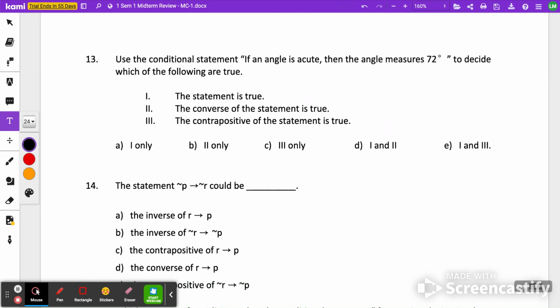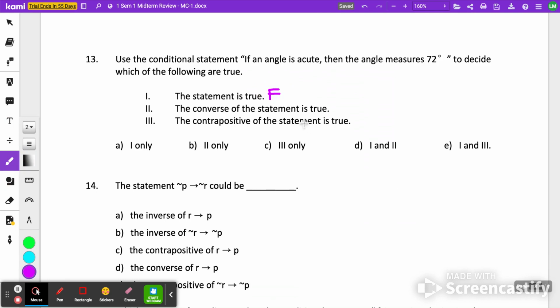Going on, use the conditional statement, if an angle is acute, then the angle measures 72 degrees, to decide which of the following are true. The statement is true, the converse of the statement is true, or the contrapositive is true. The statement is not necessarily true, so that one is actually false. Sometimes acute angles could be 71 degrees or 64 degrees.